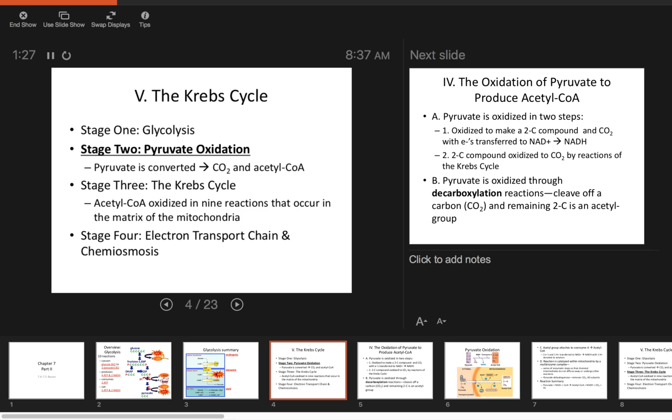So stage 2 is pyruvate oxidation, where we're going to take pyruvate and convert it into a molecule of carbon dioxide and a 2-carbon molecule called acetyl-CoA, because pyruvate has 3 carbons in it. We're just going to cleave one off. So here's 1 carbon, and then we're left with a 2-carbon molecule, and it gets shuttled into the mitochondria. After pyruvate's converted into acetyl-CoA, acetyl-CoA escorts it, if you will, to the mitochondria, where we'll hit the Krebs cycle.